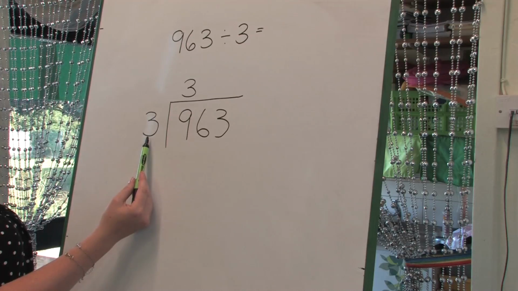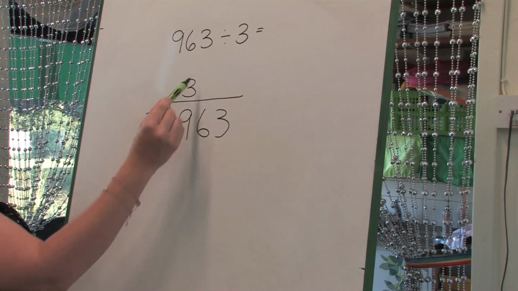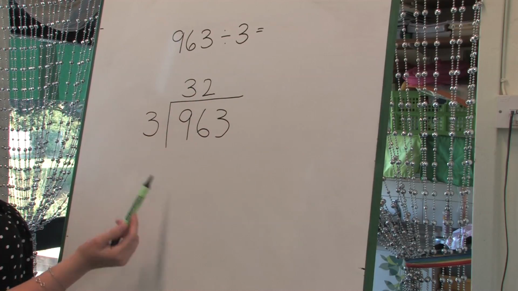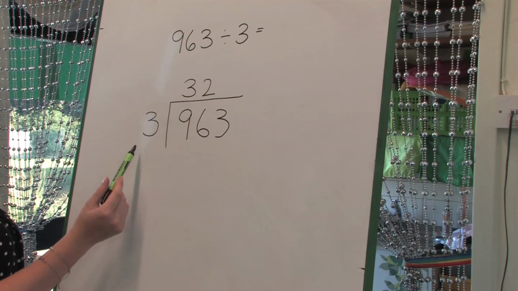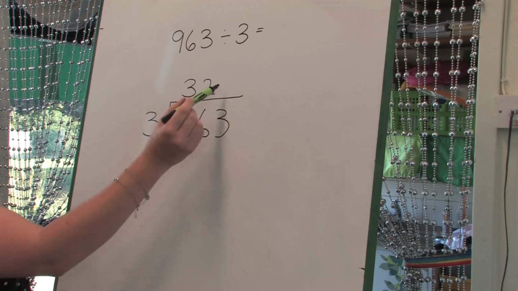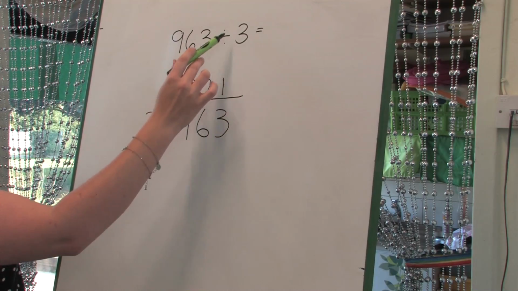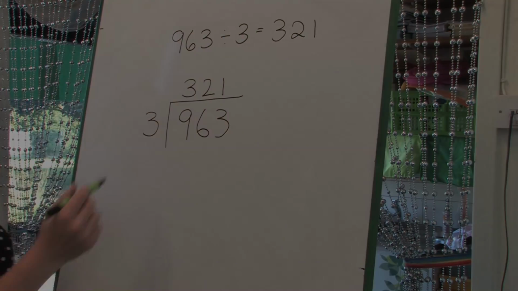How many times does 3 fit into 6? 2 times 3 is 6, so we write the 2 to represent the 2 lots of 3 above the 6. And how many times does 3 fit into 3? It only goes in once. 1 times 3 is 3, so we put the 1 on top. So 963 divided by 3 is 321.